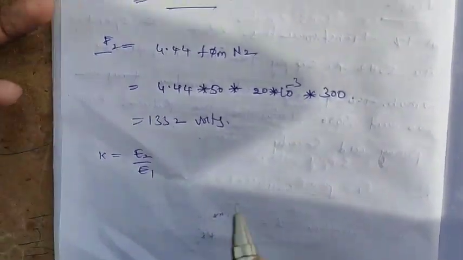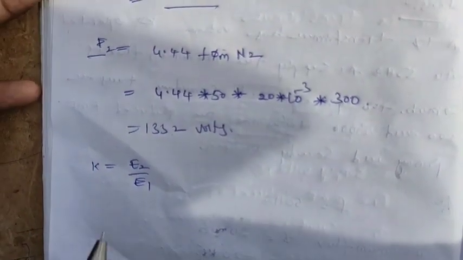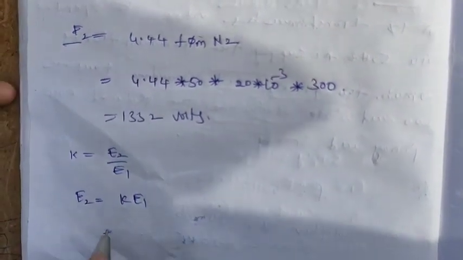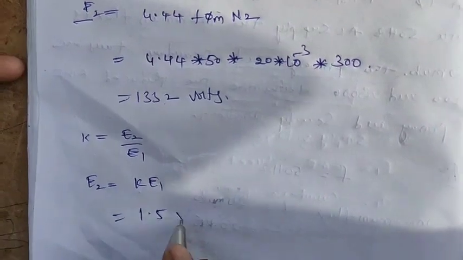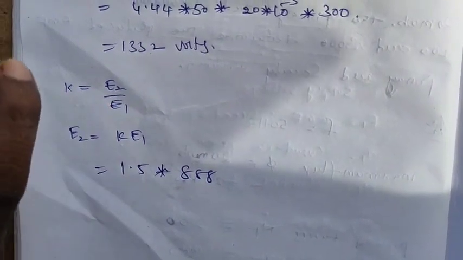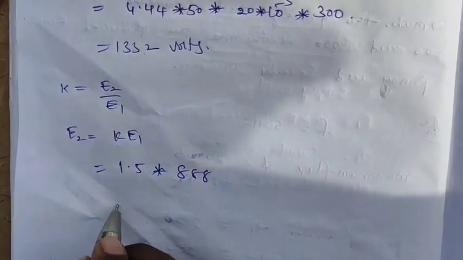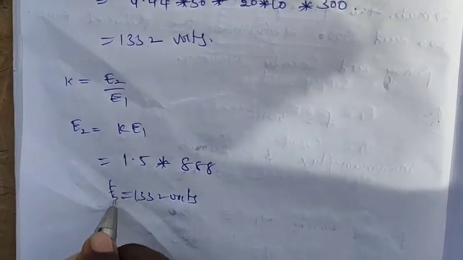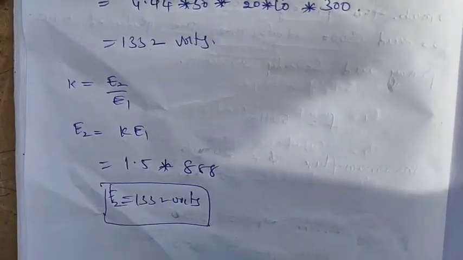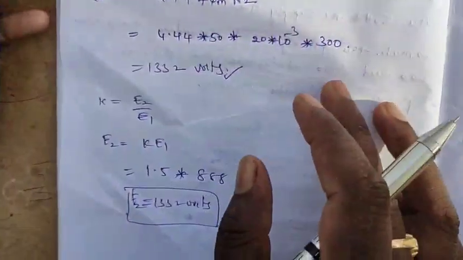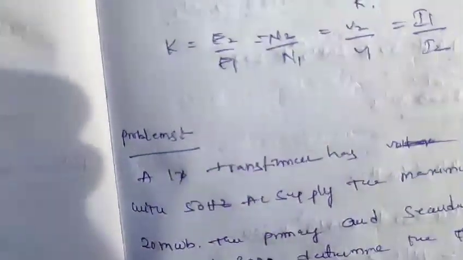Otherwise we can calculate, K equal to E2 by E1. From that, E2 equal to K into E1. The value of K is 1.5, E1 is 888, so 1.5 into 888 gives 1332 volts. This is E2. This is the right answer. So this is the problem about this one.